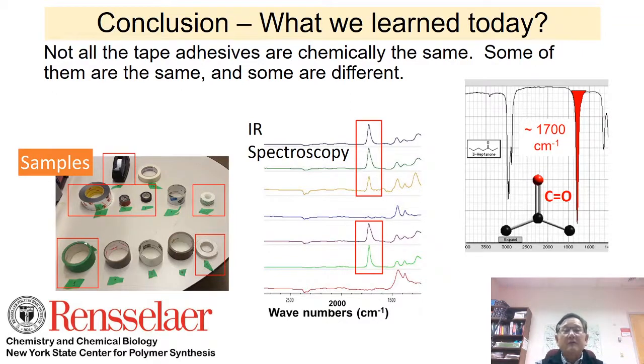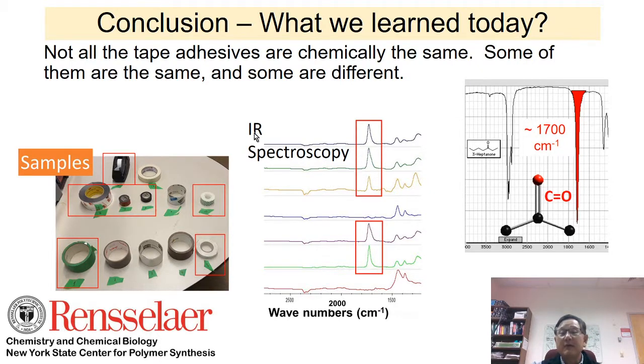So finally, to conclude, what we learned today is that using the different tapes, we know that not all the tapes are chemically the same. Some of them are the same, some of them are different. We used IR spectroscopy to identify tapes of this kind, such as this green masking tape, this white tape, the silver tape, and also the scotch tape and the electric tape. They are of a similar kind, but the packing tape and so on are chemically different.